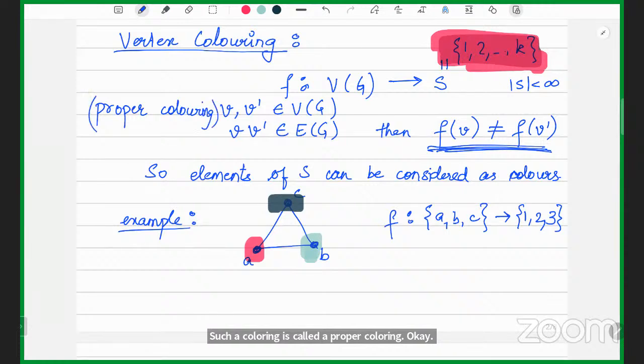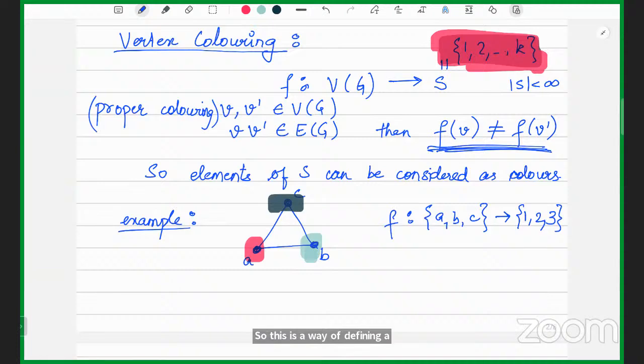One could just define a coloring without asking the condition that adjacent vertices have to go to different colors. You could just define a function in which, let's say, you give one color to all the vertices of the graph. That's also a coloring, but that's not a proper coloring. Proper coloring is when adjacent vertices go to different colors. So this is a way of defining a coloring.